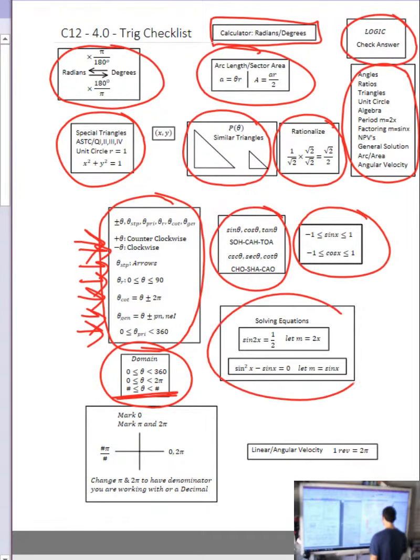We're going to be solving equations, and when the funny looking thing is 2x, we make m that, and if the funny looking thing is sine x, we make m that. Then we do our grade 11 steps, and then we substitute what we made m back in at the end.